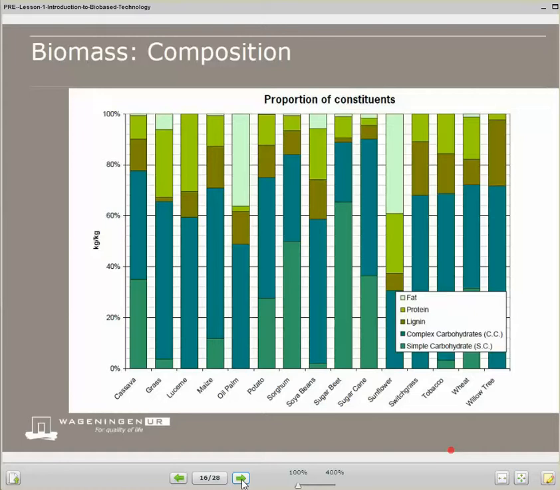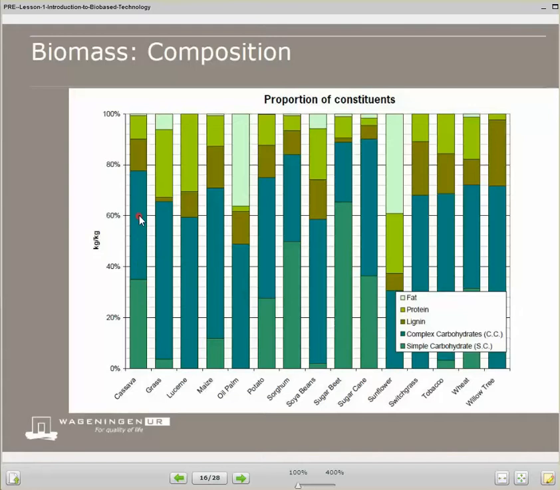We talked about the dry weight versus the wet weight, but the constituents are what we're after. So this cassava, of the dry weight, about 38% is simple carbohydrates.